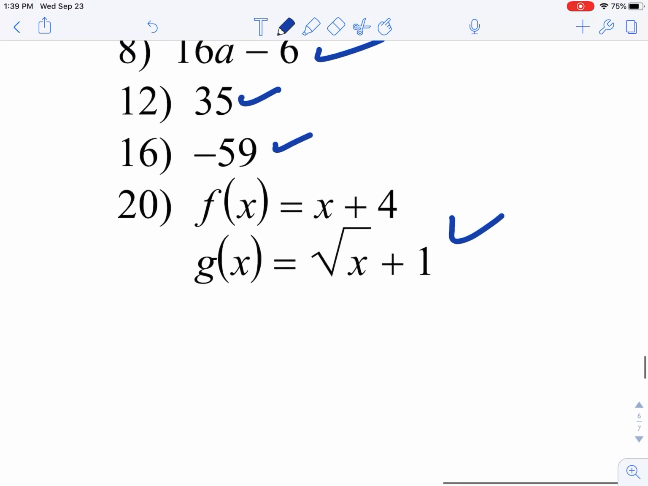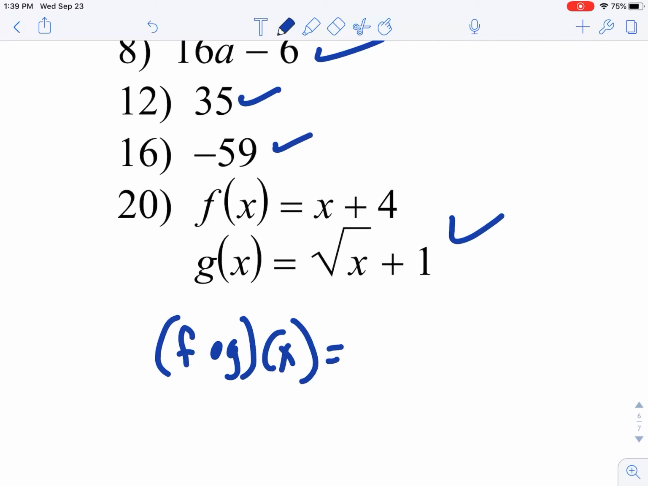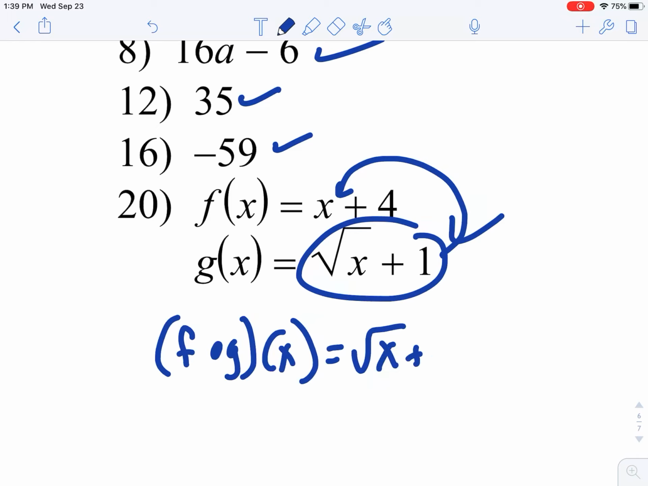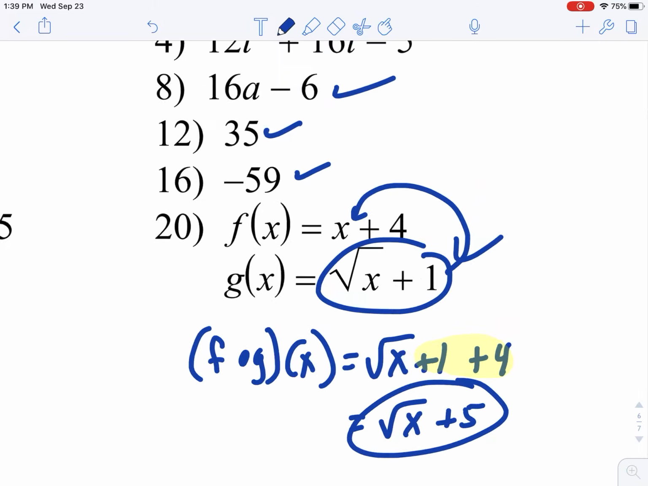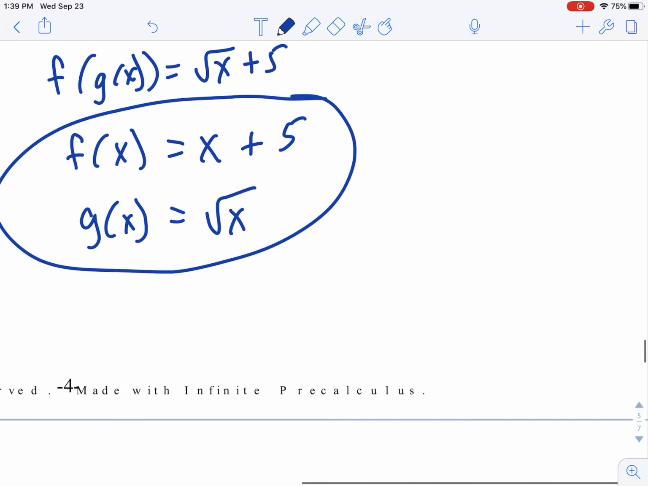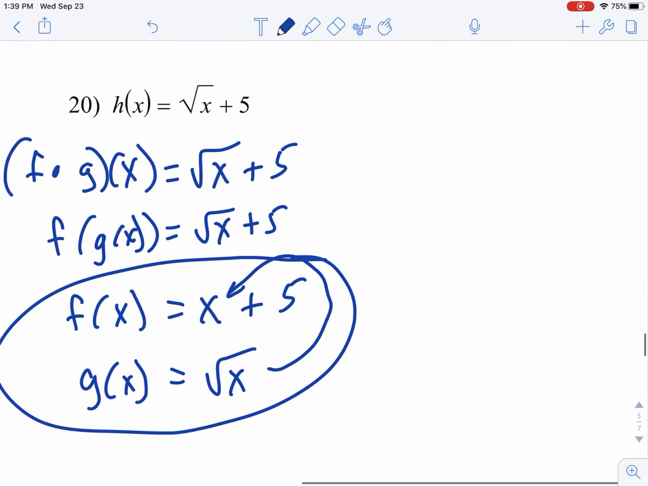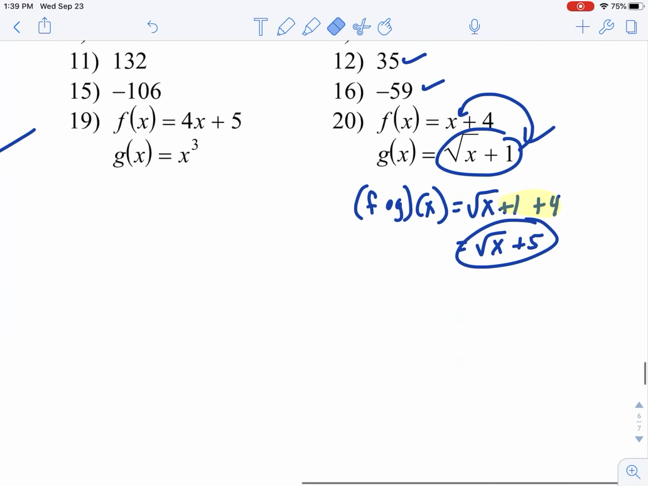X plus 4, square root of x plus 1. Okay, if I do f of g of x, if I plug this in right here, I get the square root of x plus 1 plus 4. And then when you combine the 1 plus 4, you get square root of x plus 5. So yeah, my answer is still right. If you plug this in here, you get that. But there's multiple right answers. In fact, there's infinitely many right answers, to be honest with you.